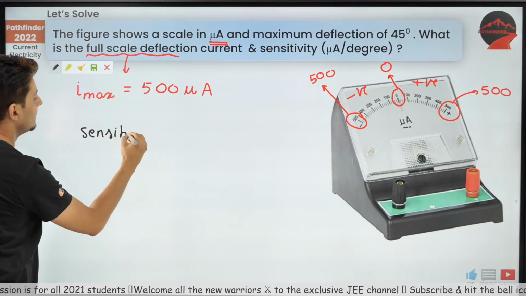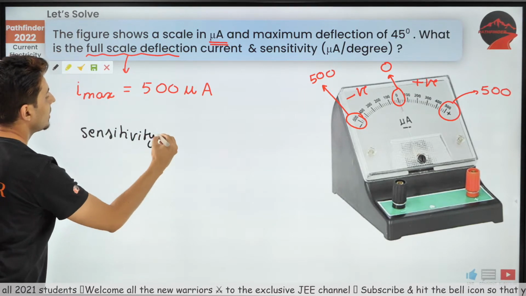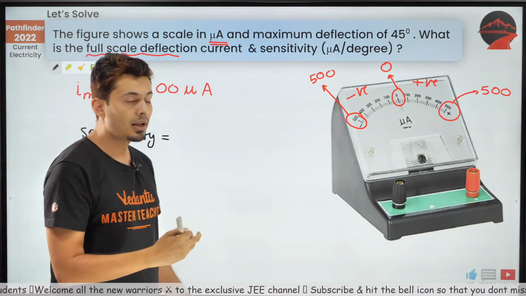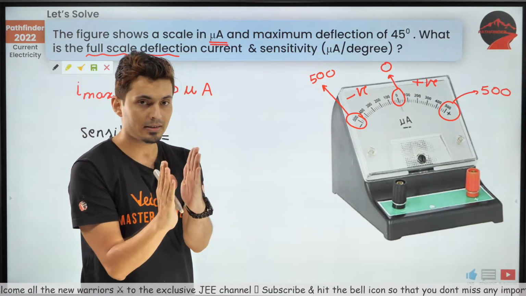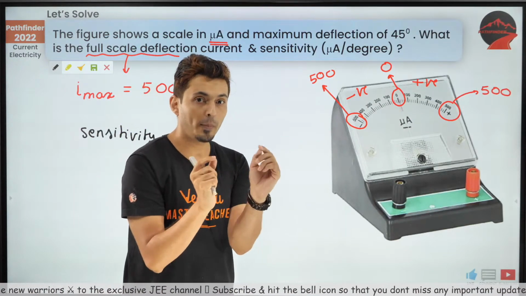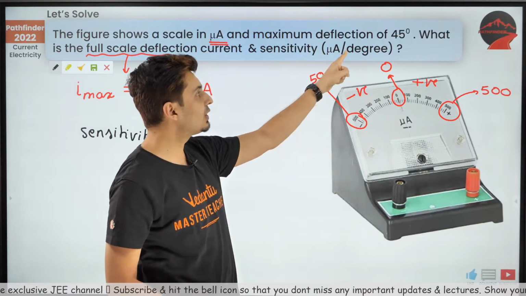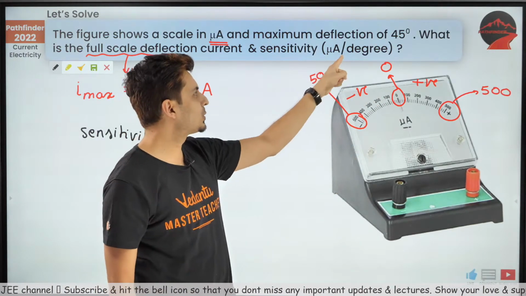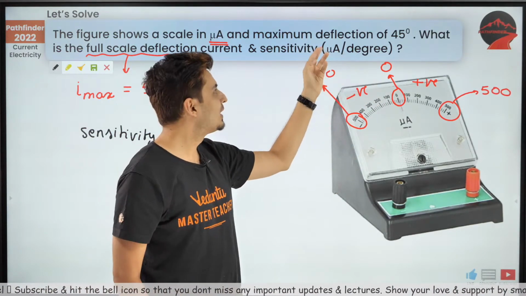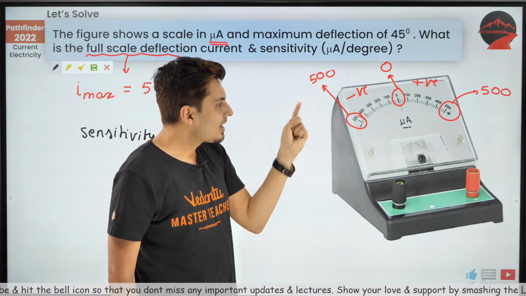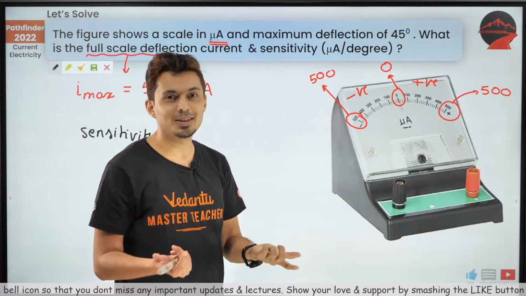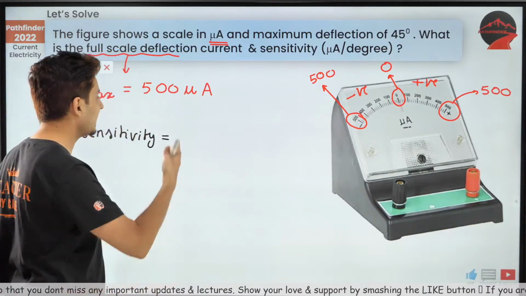The sensitivity of that instrument means how many amperes it shows per degree. So if it deflects by a degree, you can see the units out here. In fact, that should be the hint for solving the problem. So per degree, how many amperes of current does it measure? That's the meaning of sensitivity in this case.